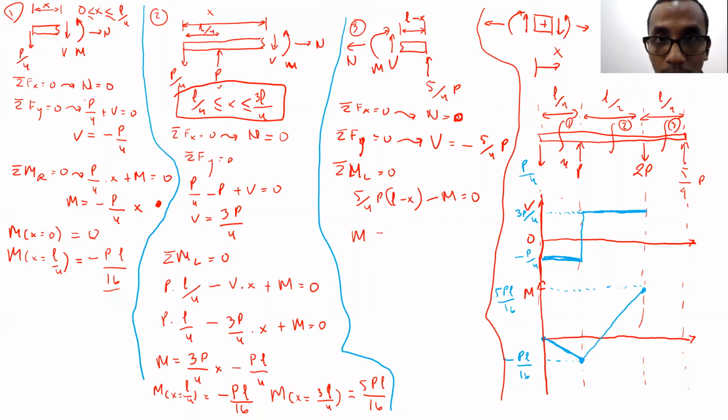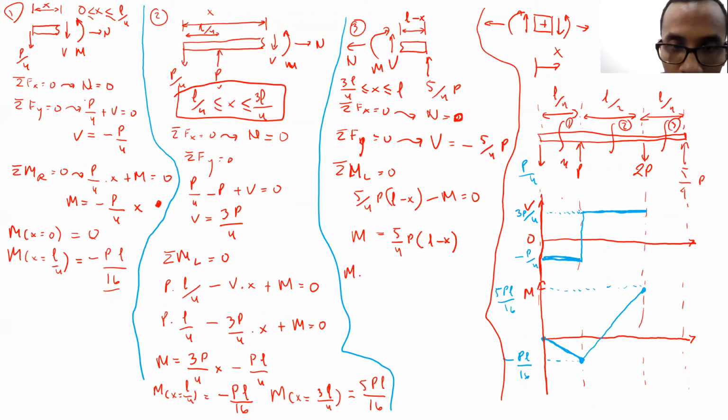So our moment equal to? Moment will equal to 5 over 4 P times L minus X. This one works for X from 3L over 4 until L. So the first one that we're supposed to check is moment at X equal to 3L over 4.